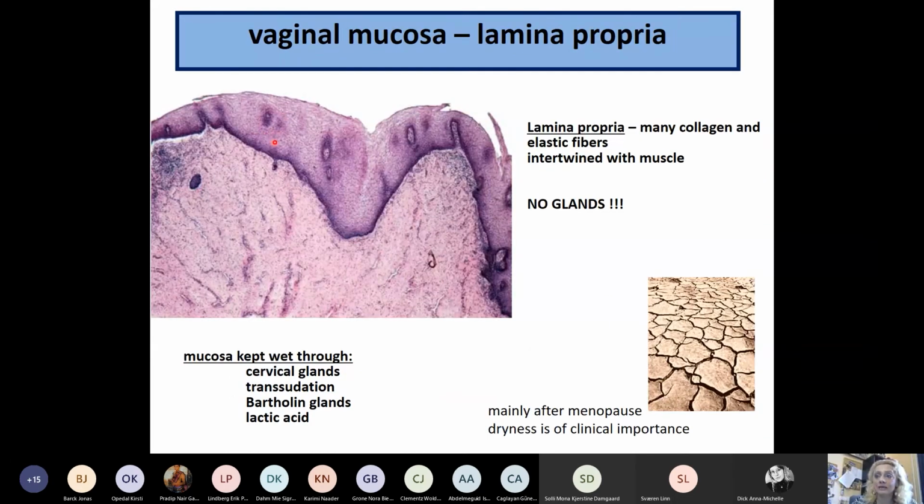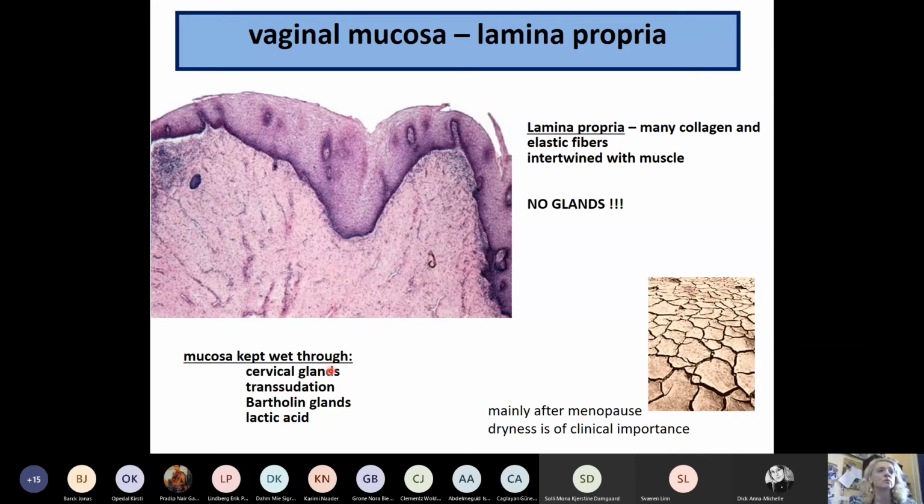So under the epithelium, of course, we have the lamina propria. What you can immediately notice is that there are no glands. This could be a difference already between vagina and esophagus. This is intertwined elastic fibers with the muscle layer, so it's really not easy to see where the next layer begins. And if we have no glands, you could ask, how is the vagina kept wet? Because every mucous membrane has to be moisturized. And this is the mechanism.